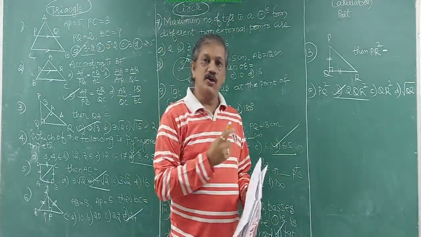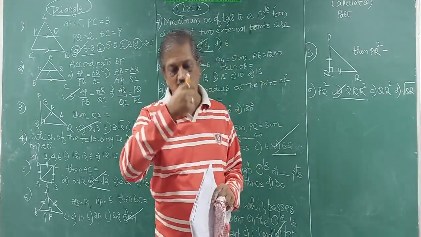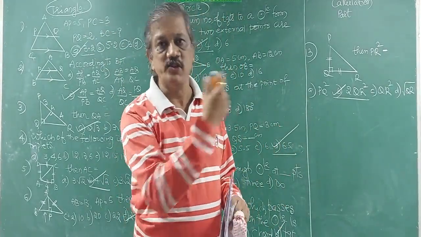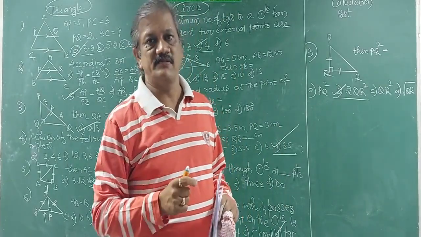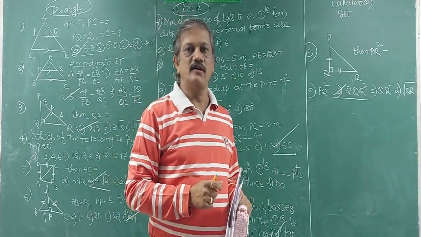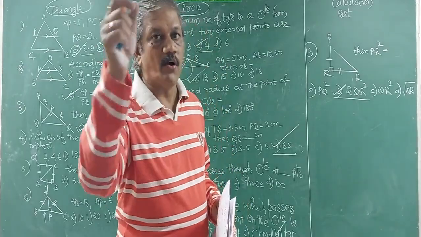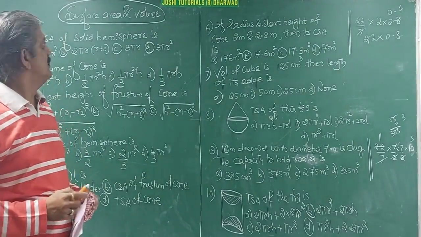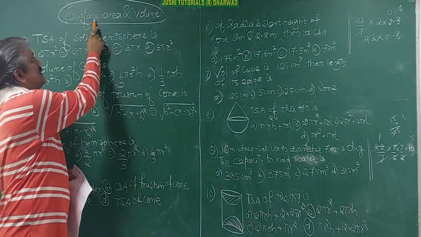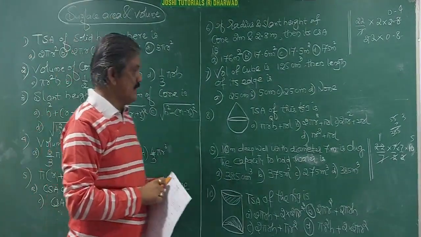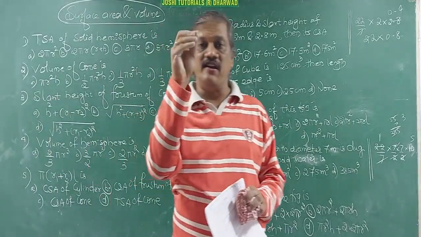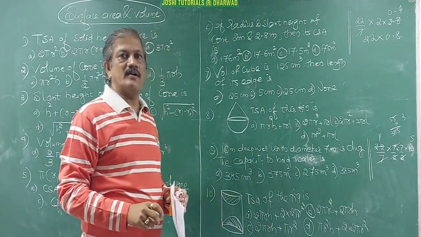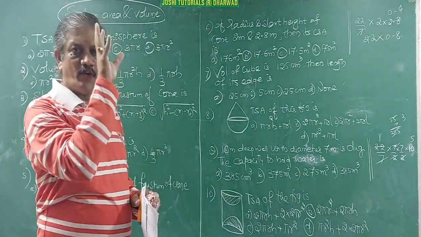In this manner, you can go through the chapter, go on tackling the questions. So after this, I switch over to the biggest chapter, surface area and volume. More than 15, nearing 18 formulae are there. You must know all the formulae.